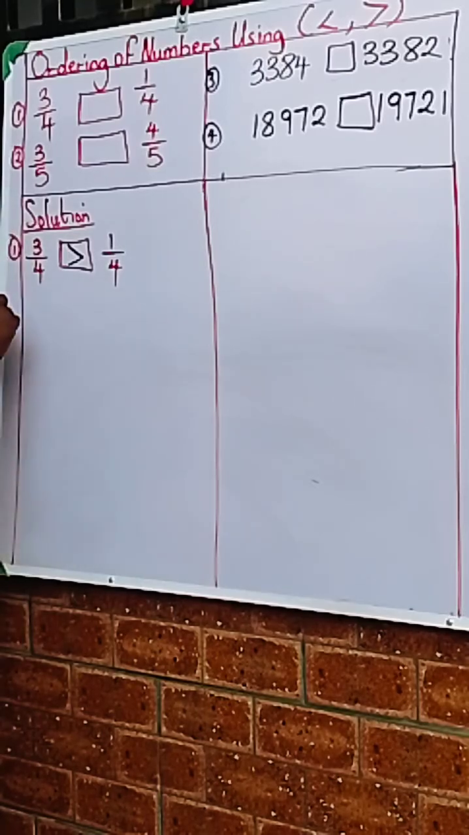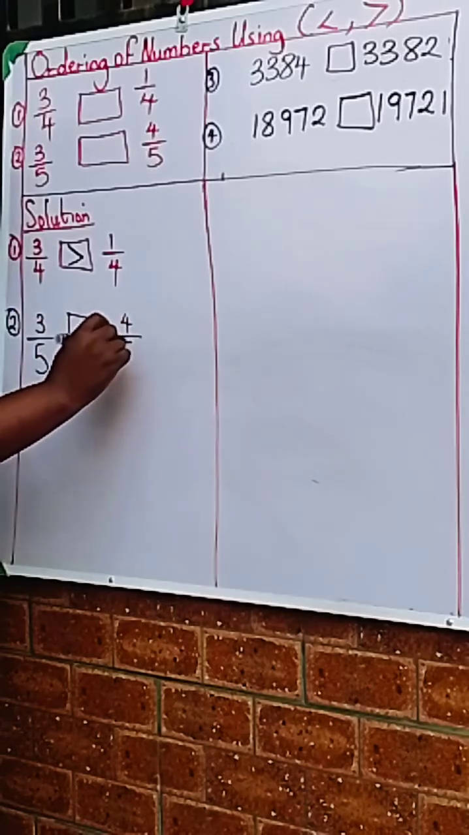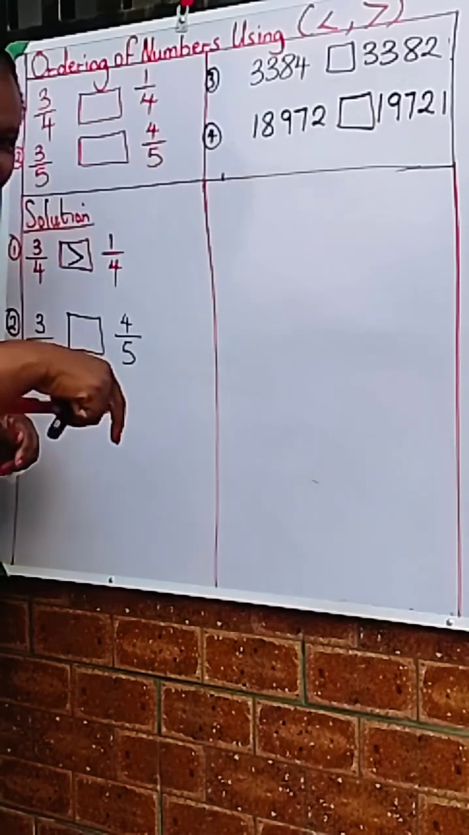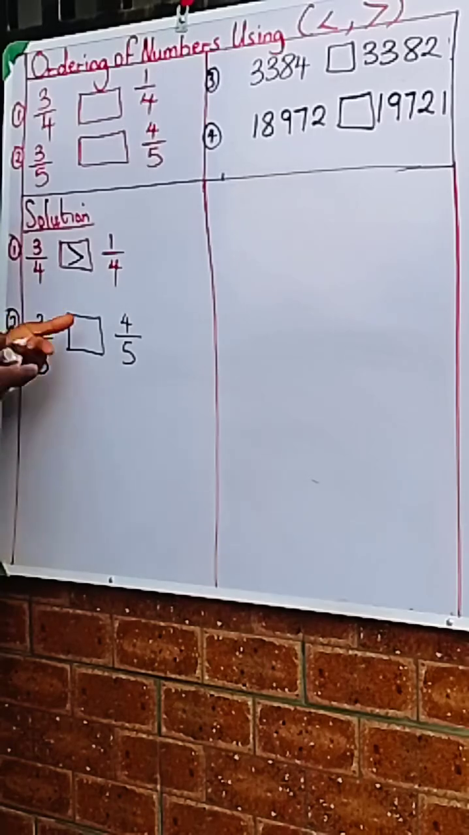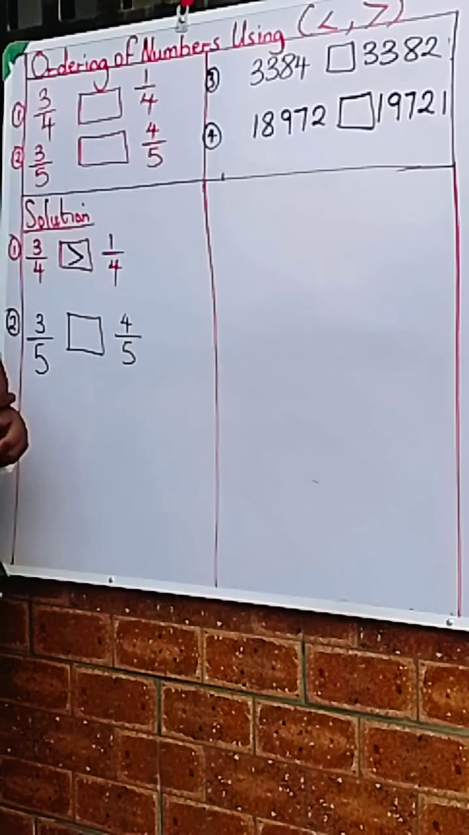Correct. Let's delve into number 2, where we have 3/5 and 4/5. The two are also like fractions. You're not looking for the LCM here. But if you're given a number where you have to find the LCM, find the LCM, then consider which one is the bigger number and open the mouth to swallow the bigger number.